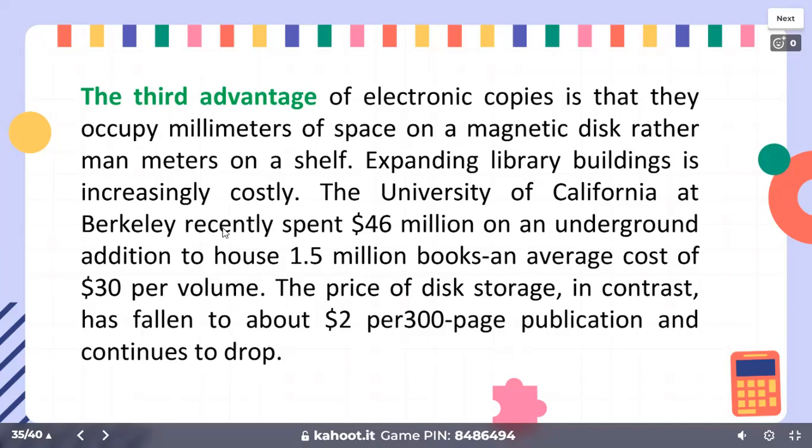The University of California at Berkeley recently spent $46 million on an underground addition to house 1.5 million books, an average cost of $30 per volume. Now, one book will cost them $30 just to keep it in the library. Well, that's a lot of money. So maybe it's more expensive than the book itself. Now, the price of disk storage, by contrast, or these electronic libraries, has fallen to about $2 per 300-page publication and continues to drop.